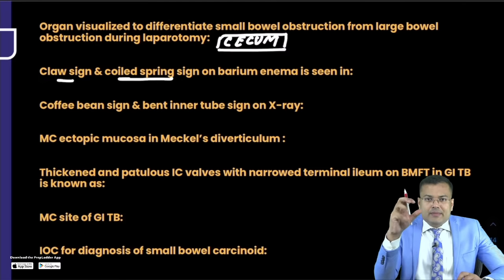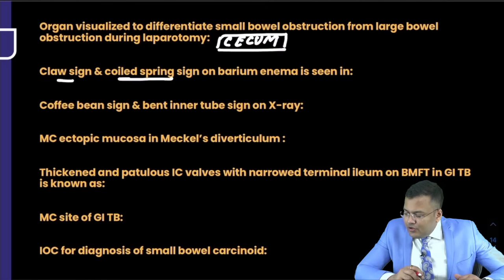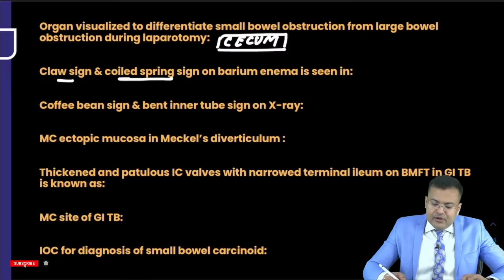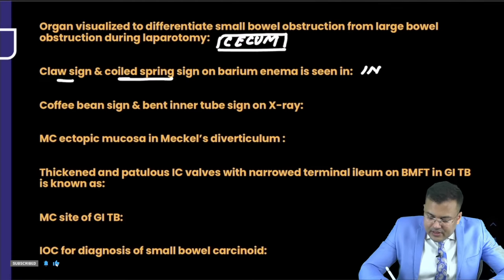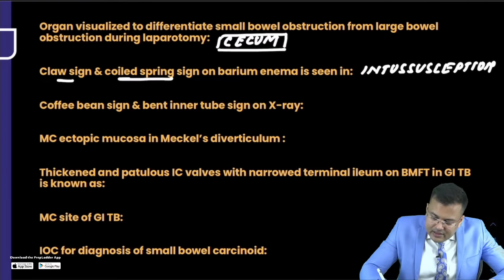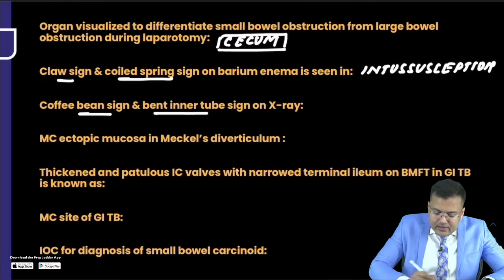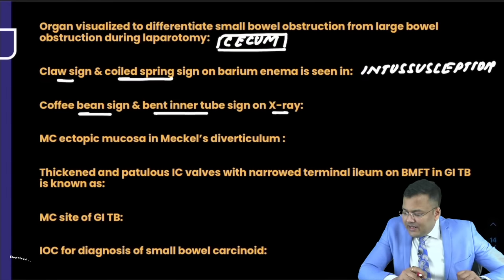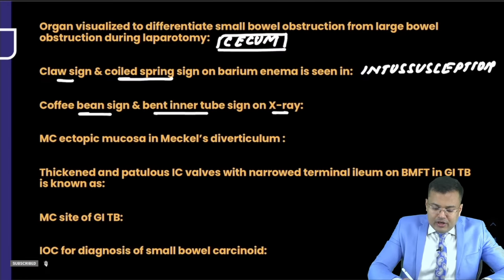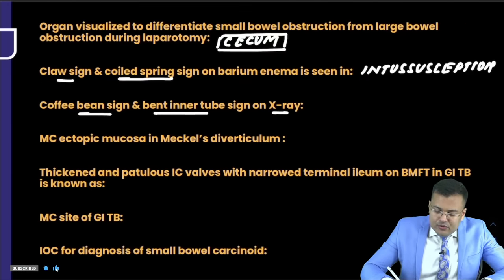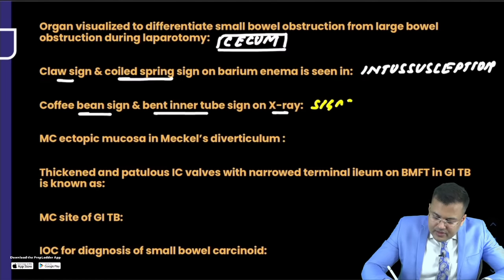Next, claw sign, coiled spring sign on barium enema. It is seen in, yes, Vishal, Dr. Joy, all of you are correct, guys. This is intussusception. Next, coffee bean sign and bent inner tube on X-ray. Everybody is correct. What? It is sigmoid volvulus. So coffee bean sign, bent inner tube, it is seen in sigmoid volvulus.